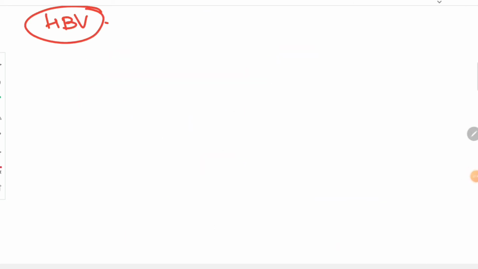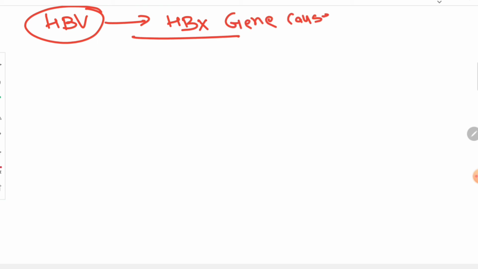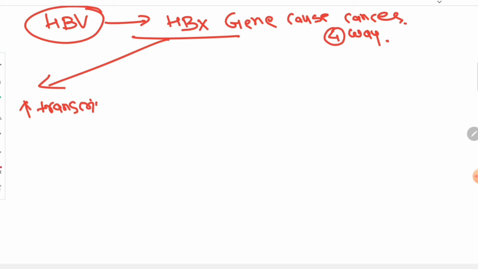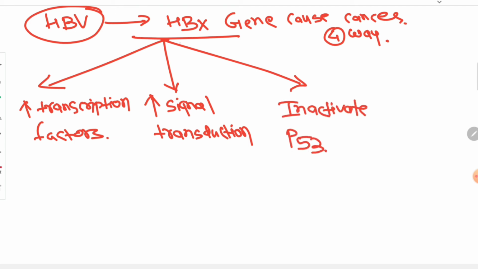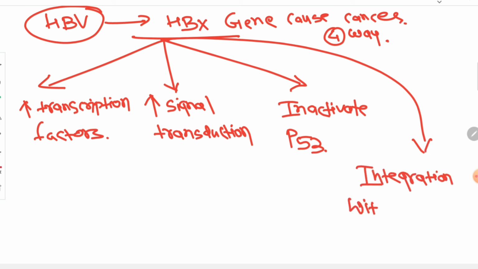Now let's understand about the HBV, hepatitis B virus. So it is having one important gene, that is HBx gene, and it can cause a cancer in a four way. The one way is that it will increase the transcription factors. Second thing is that it will increase the signal transduction. Third thing is that it can inactivate the p53 gene, which is an important tumor suppressor gene and the guardian of genome, right? It will inactivate p53 and it will integrate with our host genome. So in this four way, HBV virus can cause hepatocellular carcinoma.